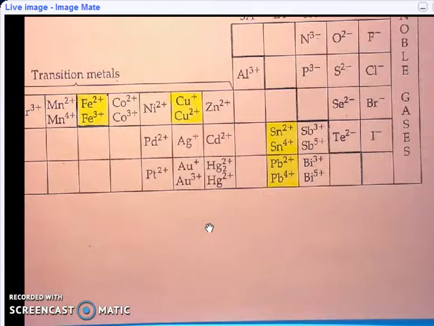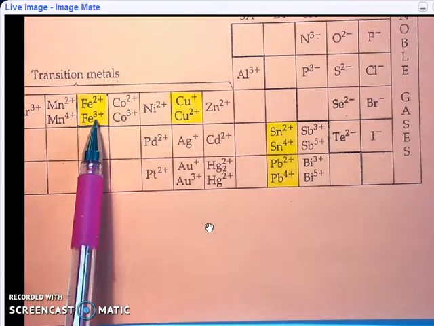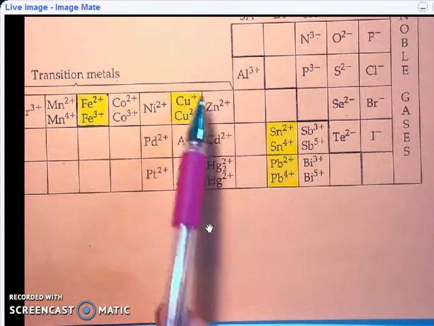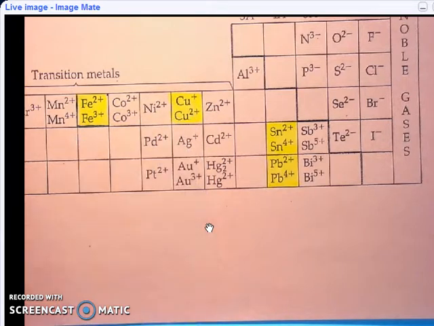Just be able to know that if you see copper, oh, I'm going to have to address that issue. This is a +2, +3. This is just a +1 and a +2.